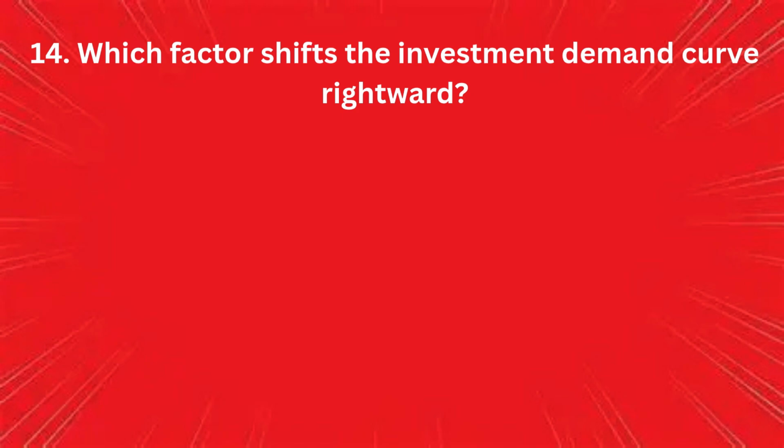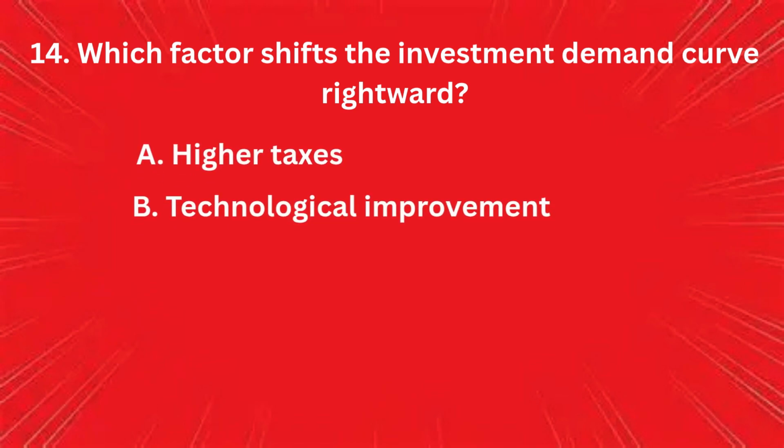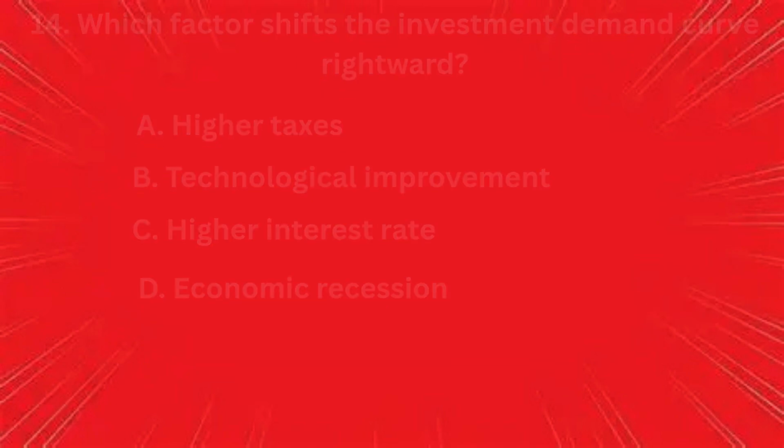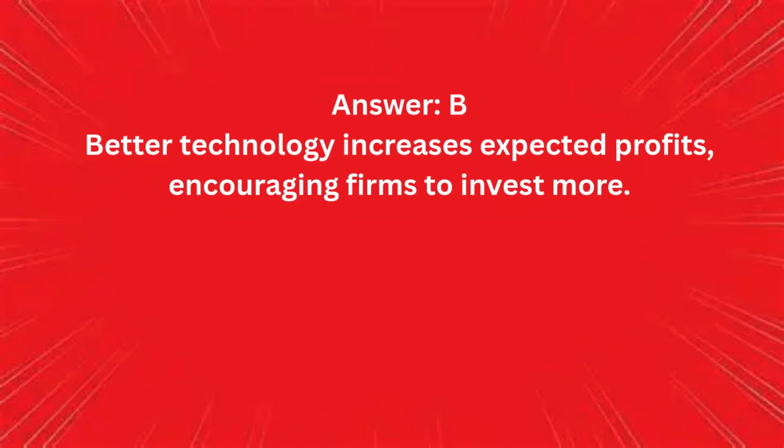14. Which factor shifts the investment demand curve rightward? A. Higher taxes. B. Technological improvement. C. Higher interest rate. D. Economic recession. Answer, B. Better technology increases expected profits, encouraging firms to invest more.